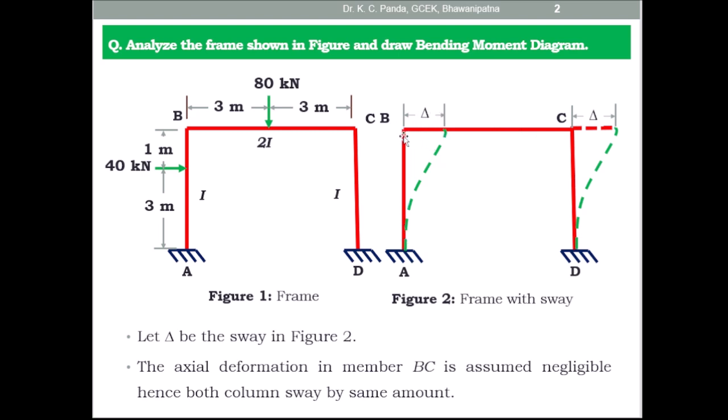in the vertical members. So here there are three unknown displacements. One rotational displacement at B, the second rotational displacement at C, and one translational displacement delta. So three unknowns. Here you need three equilibrium equations. So the first equation you have to take at joint B, the second equation you have to take at joint C, and the third equation you have to find out from the horizontal shear in the column.